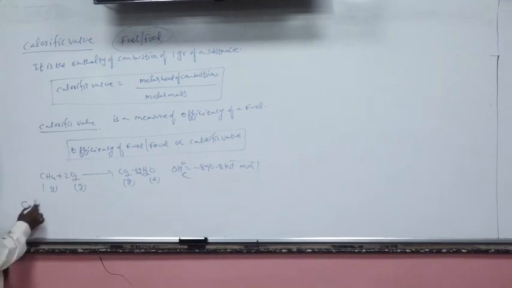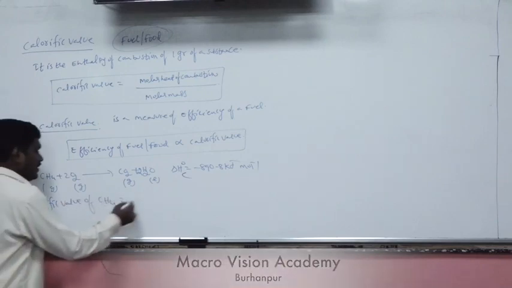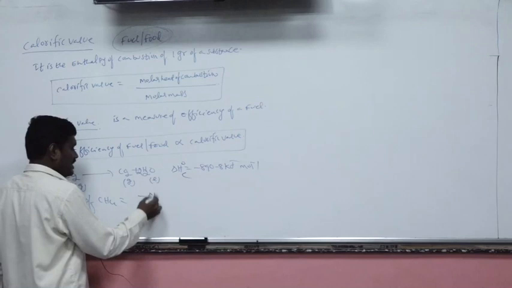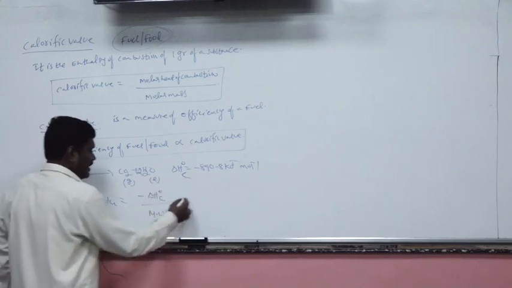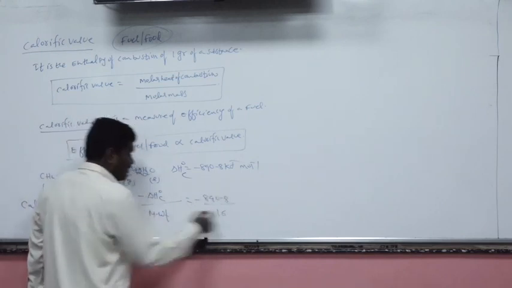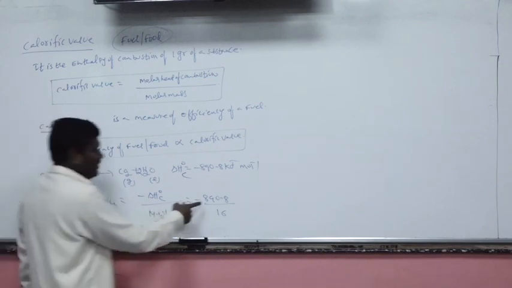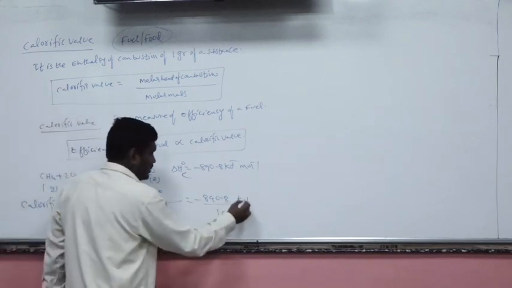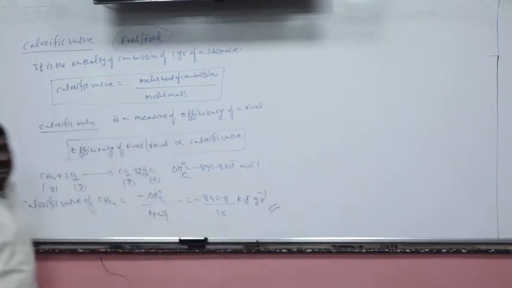So, the calorific value of methane is equal to the standard enthalpy of combustion of methane divided by the molecular weight of methane. So minus 890.8 divided by the molar mass of methane, 16, that is carbon 12 and each hydrogen is 1. So you will get kilojoule per gram of the substance. This is called calorific value.